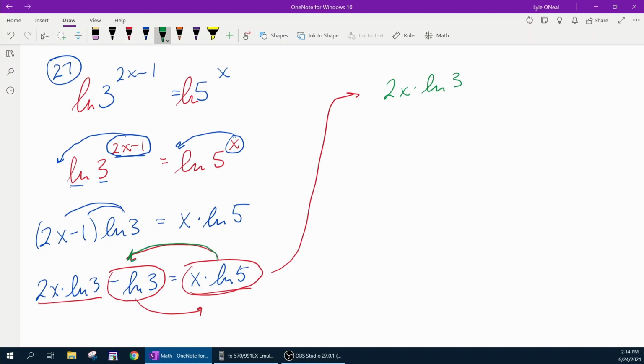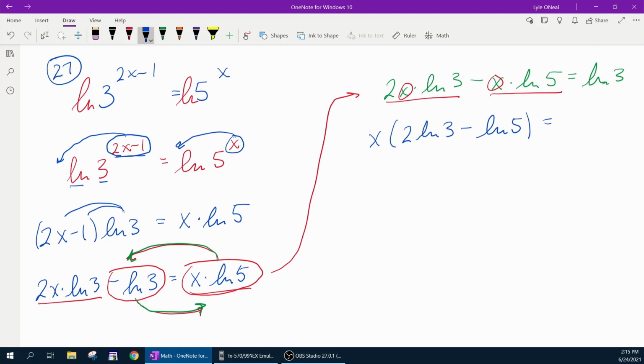Bringing this guy over is going to make him minus x times natural log of 5 equals, and bringing this guy over is going to make him positive natural log of 3. Notice that each one of these terms has an x. We're going to factor out the x, and that's going to give me x times 2 natural log of 3 minus natural log of 5 equals natural log of 3.